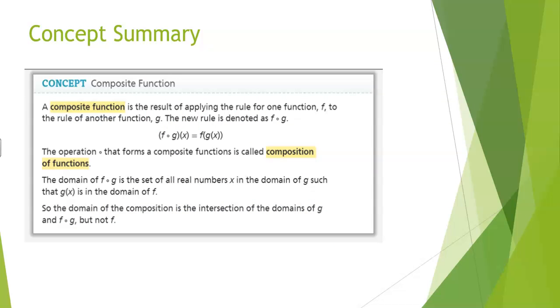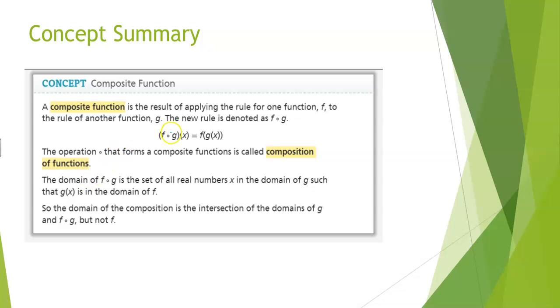Here is what we started with yesterday, some definitions, and you'll want to make sure you understand these. When we talk about a composite function, we're applying the rule of one function f to the rule of another function g, and it looks like this. That's a composite function. And you remember that the output of g of x is the input of f of x. So that's important to remember.